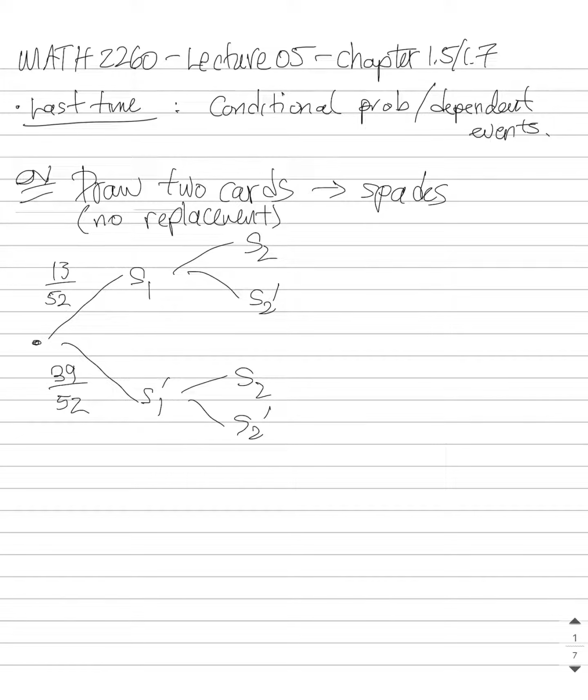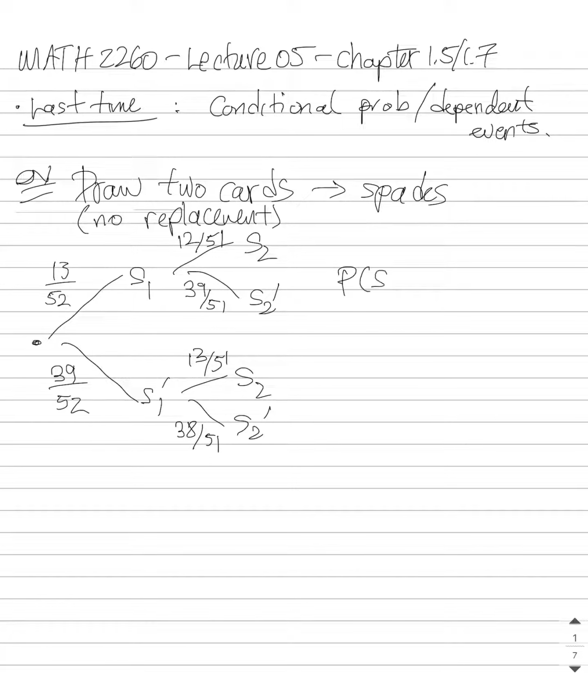To calculate what's happening in the second round, if we have drawn a spade, that means there is one fewer spade left to draw in the second round. So there are 12 of them left out of a total of 51 cards. Now, similarly, that means there are 39 out of 51 cards that are not spades. In the other branch, when we do not draw a spade on the first card, that means there are still 13 left out of 51, whereas there are 38 non-spade cards left.